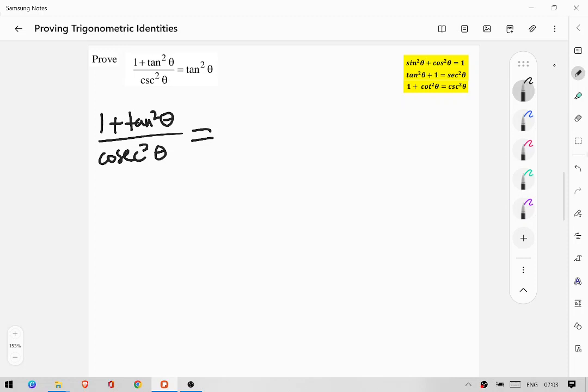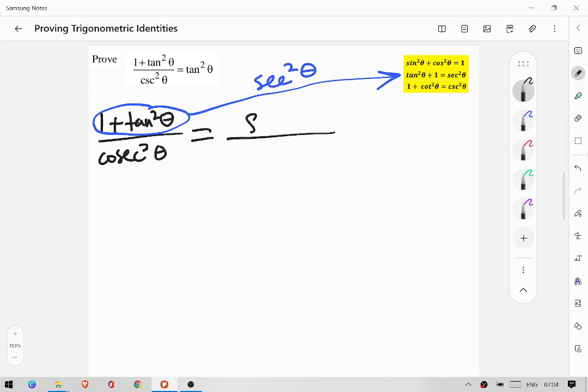Cosec, this cosec we can replace with anything. Oh, secant over there. Okay, now 1 plus tan squared theta, this one, the second one, equals secant squared theta. So secant squared theta over here, cosecant squared theta over here. Okay, and then afterwards what to do?